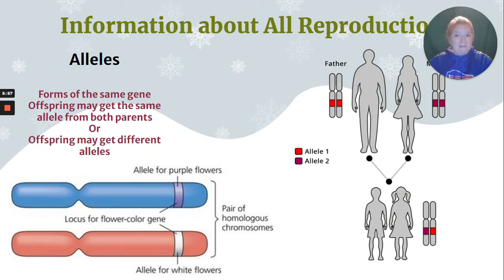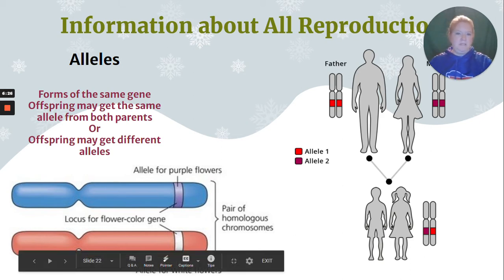Okay, alleles. Alleles are forms of the same gene. So for example, blue eyes and brown eyes. There's a blue allele and a brown allele. We could talk about a cow, white fur versus black fur. Forms of the same gene. Offspring can get the same allele from their parents or different alleles from their parents.